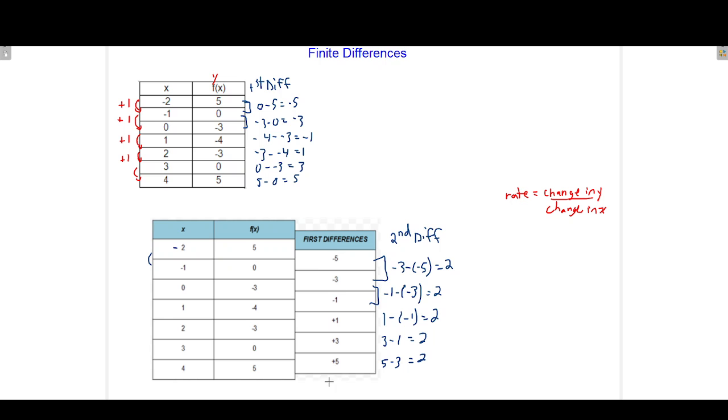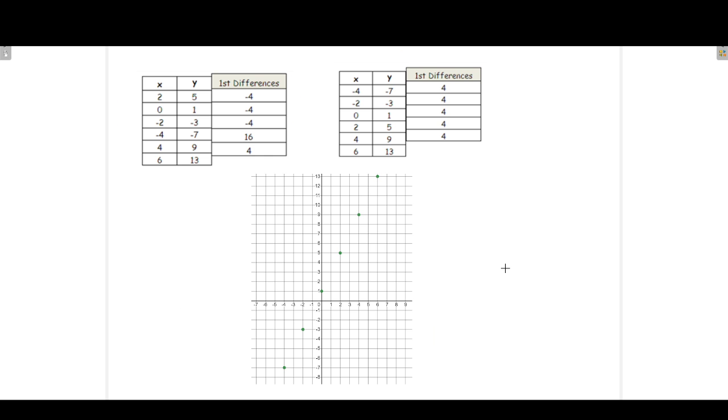And we saw that the first differences weren't equal, but we do see that the second differences are in fact equal. And what this tells us, if we were to graph this function, is that we would get a parabola. So this function would create a parabola or a quadratic function.